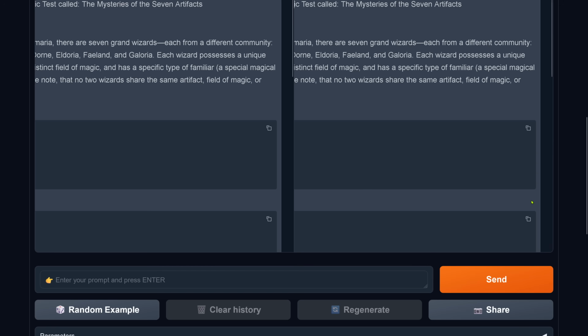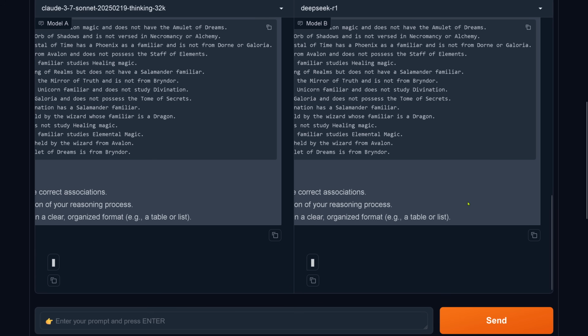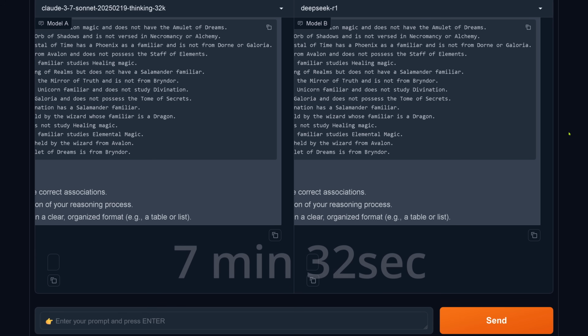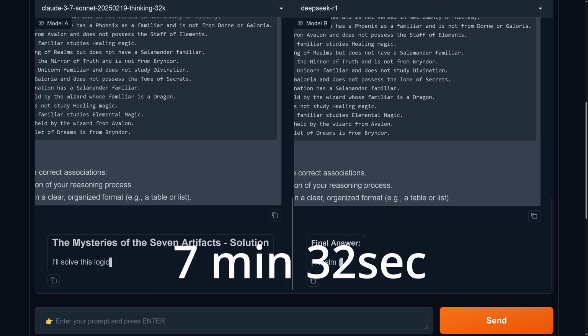So let's run this test here. Yes, great, we are at lmsys.ai. And we have here two tests in parallel. On the left side, we have Claude 3.7 Sonnet thinking 32K. And on the right side, we have DeepSeek R1. And after 7 minutes and 32 seconds, we get our first result.